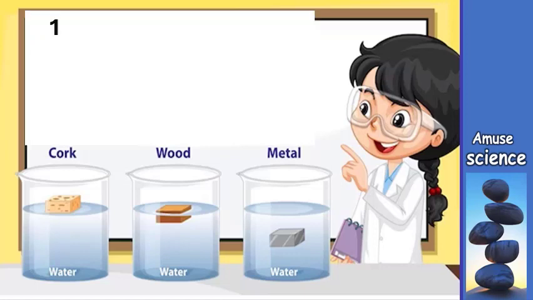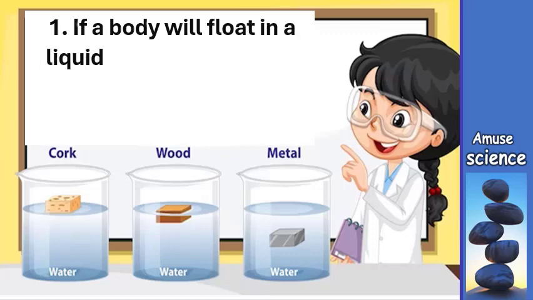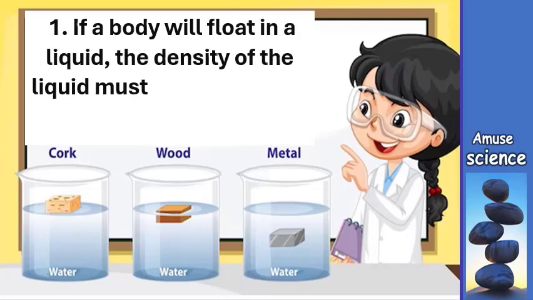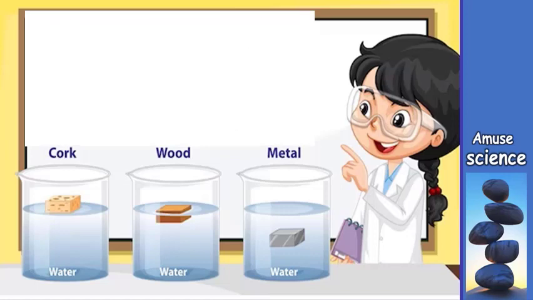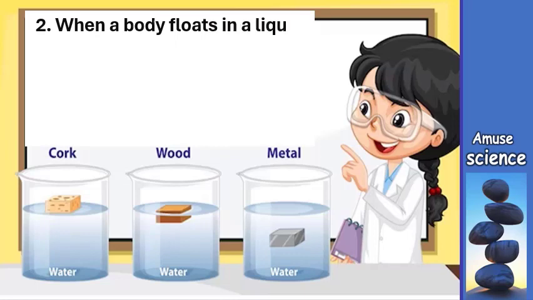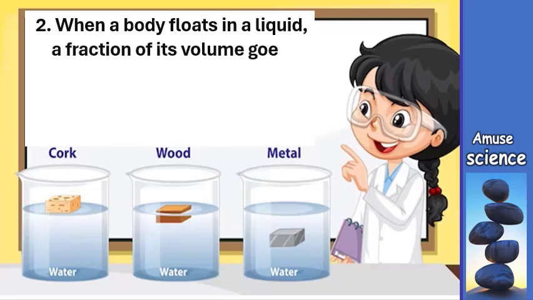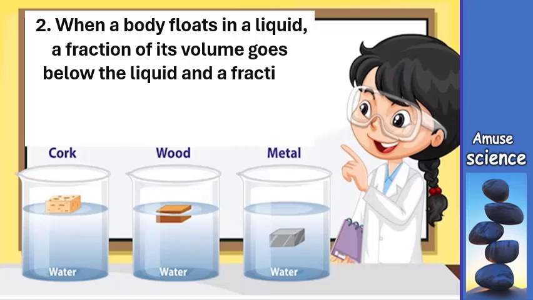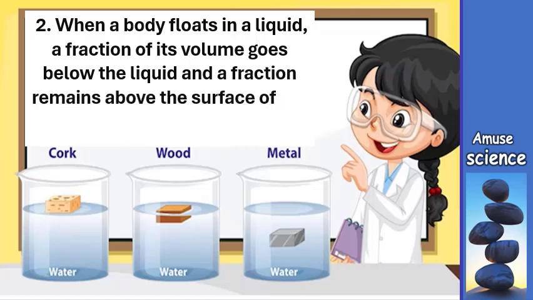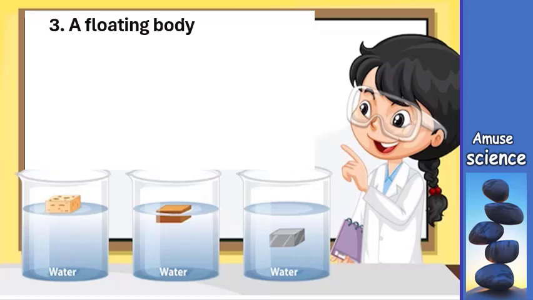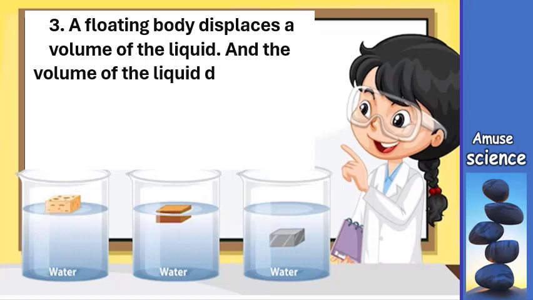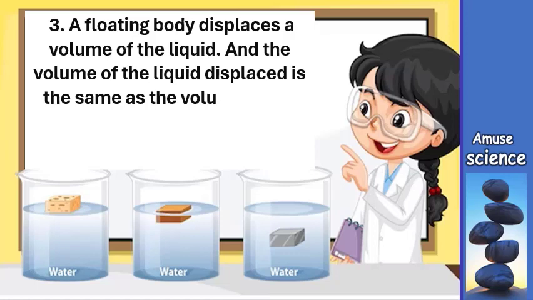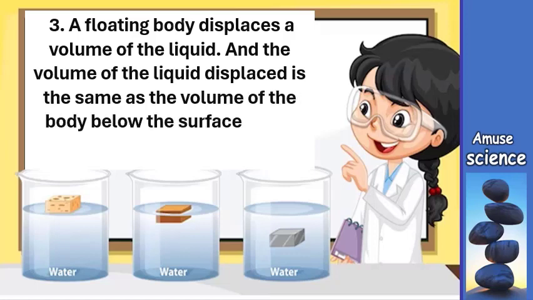Number 1, if a body would float in a liquid, the density of the liquid must be greater than that of the body. Number 2, when a body floats in a liquid, a fraction of its volume goes below the liquid and a fraction of its volume remains above the surface of the liquid. Number 3, a floating body displaces a volume of the liquid, and the volume of the liquid displaced is the same as the volume of the body below the surface of the liquid.